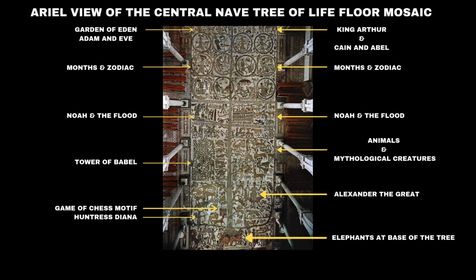Starting at the top of the left-hand side is King Arthur and Cain and Abel. The months and zodiac, Noah and the flood, animals and mythological creatures, followed by Alexander the Great, and elephants at the base of the tree.